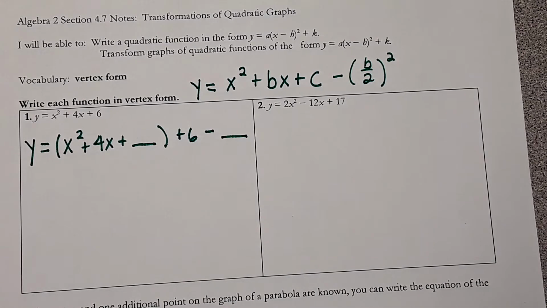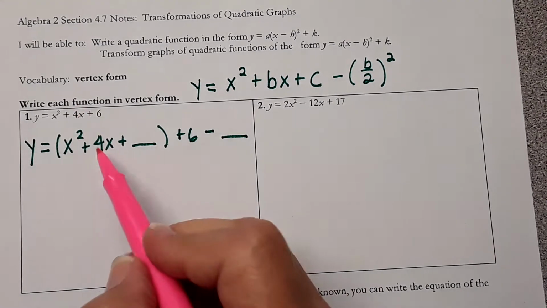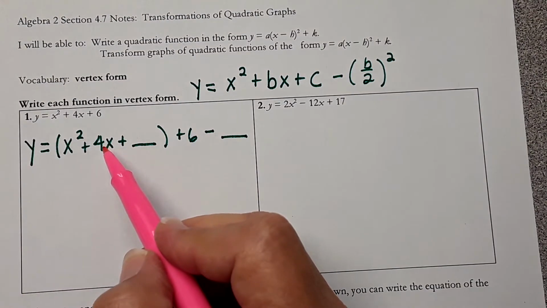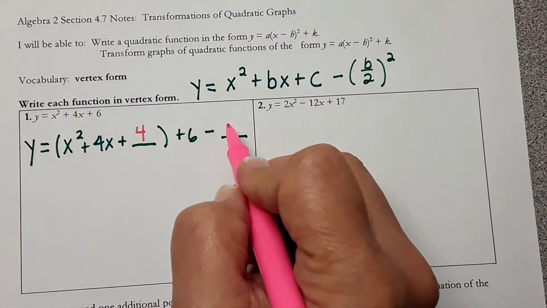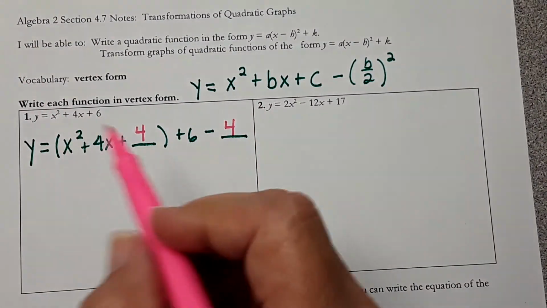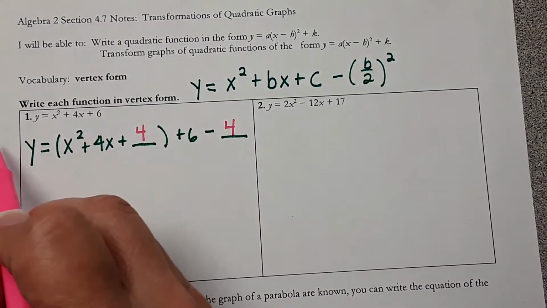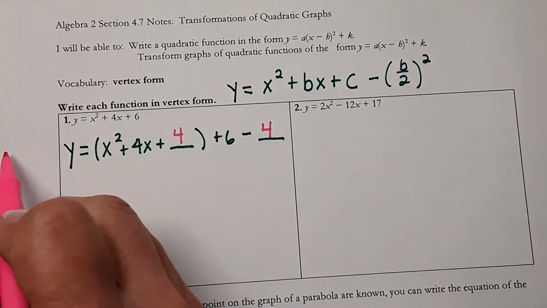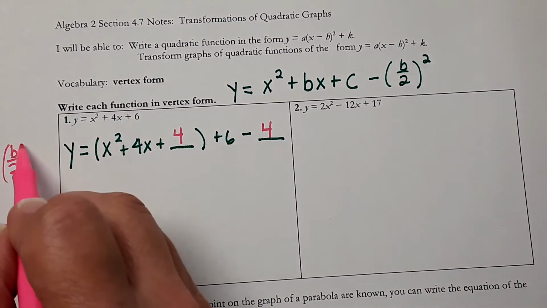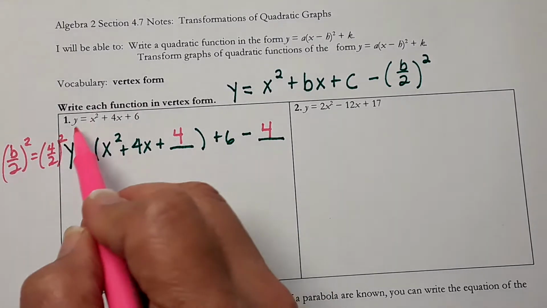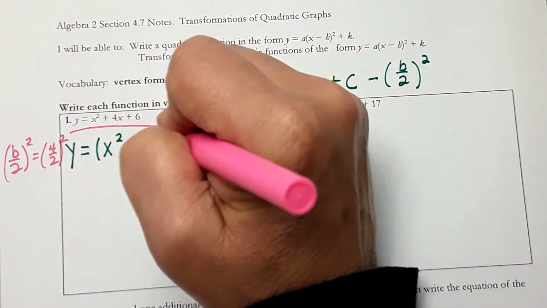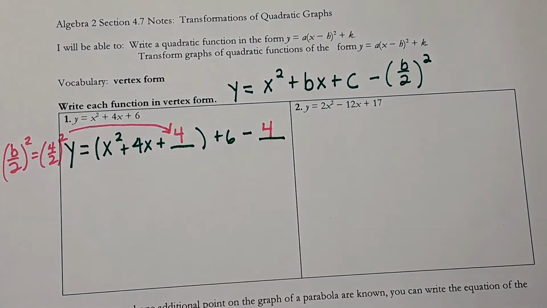You guys remember, I can't move c to the other side, so we're going to do the same thing that we usually do. What is half of b squared? b is 4, so what is half of b? 2. 2 squared is 4, so I'm going to put a 4 here, and I'm going to put a 4 here. Again, how did I get this? I'm just writing this on the side, you guys. It would be 4 divided by 2, squared, and that's how I got that number. And whatever you put there, you put there.